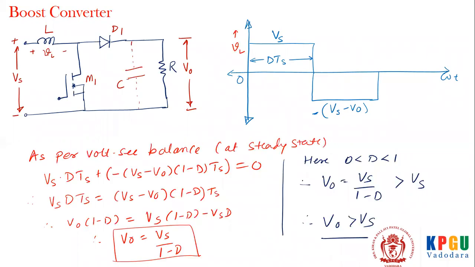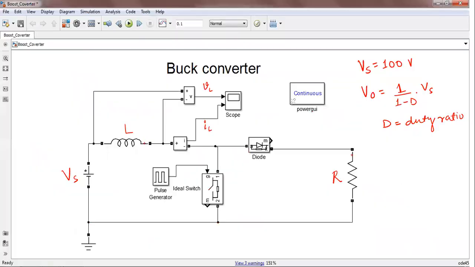figure. The voltage output V0 is given by Vs divided by 1 minus D, where D is the duty ratio. So as D is less than 1, Vs divided by 1 minus D is always greater than 1. That's how you get voltage more than the input voltage, and so it is called a boost or step up converter. So now this is going to be the simulation model for the circuit.